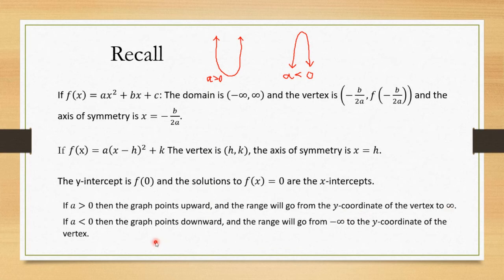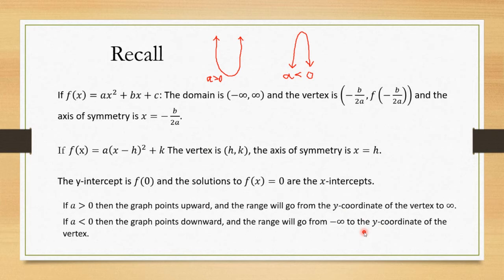Whereas if a is negative, the graph instead is going to point downward, like this. And the range in this case will go from minus infinity to the y-coordinate of the vertex. That's what the range will be. We'll do some examples today, actually.